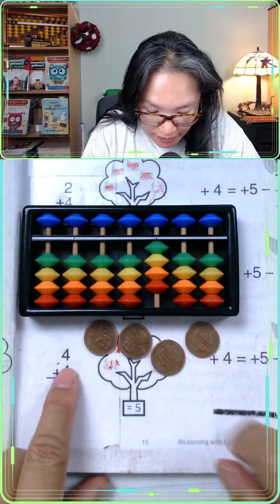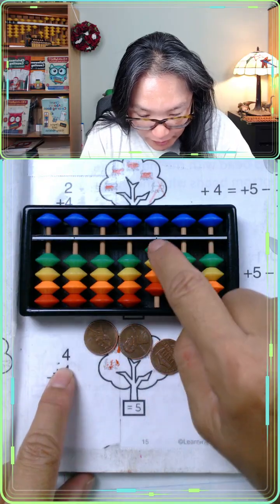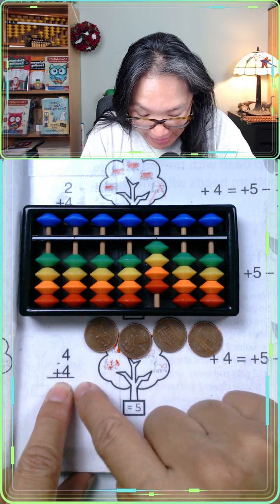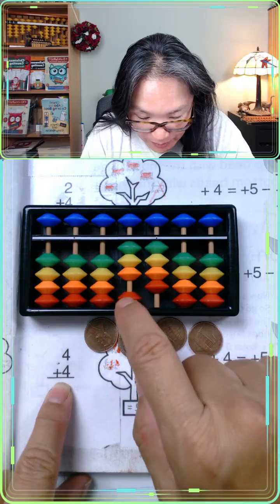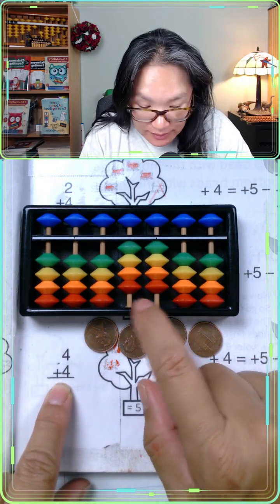So when we're looking, I want to add this 4. I have this 4, 1, 2, 3, 4. That's what I have on the abacus, right? But then I want to add this 4. To add this 4, I don't have any more beads. I don't want to do this because that would be 44. This is the wrong number.